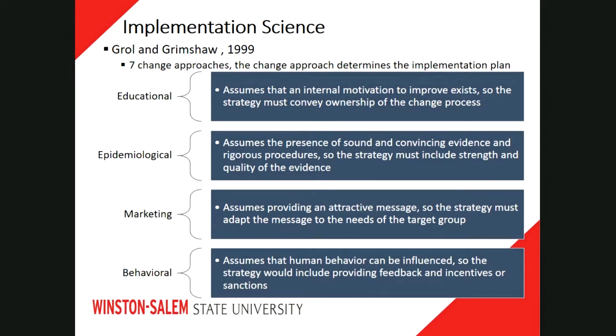So you see epidemiological, you see a marketing approach, and notice that even with the marketing approach, it talks to how the strategy must adapt the message to the needs of the target group and seeks to provide an attractive message. Some of these various approaches, even behavioral, talk about how human behavior can be influenced. So the strategy includes providing feedback and incentives or sanctions.